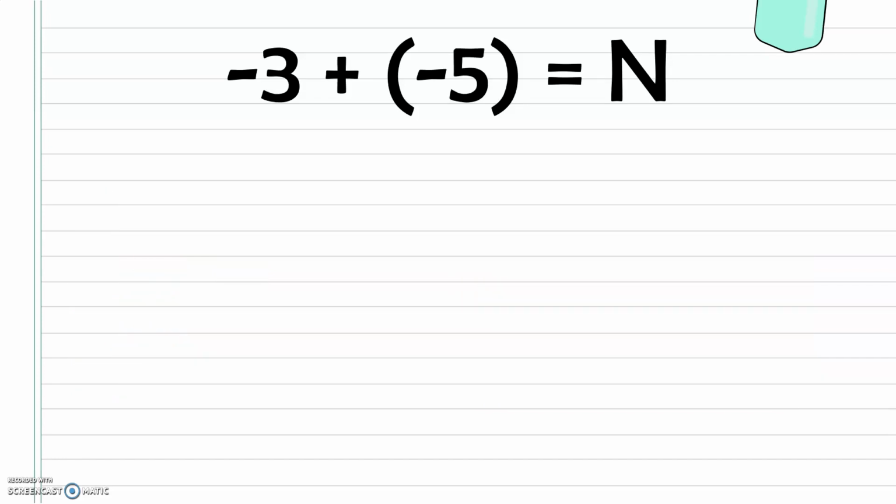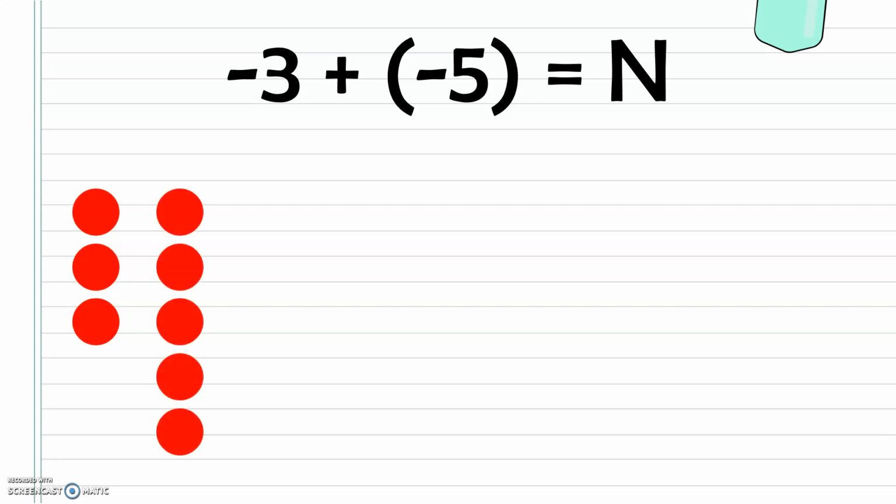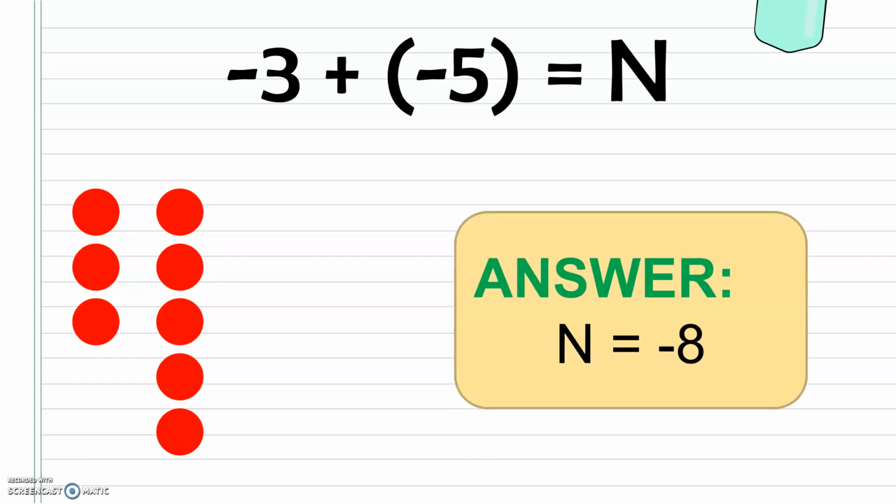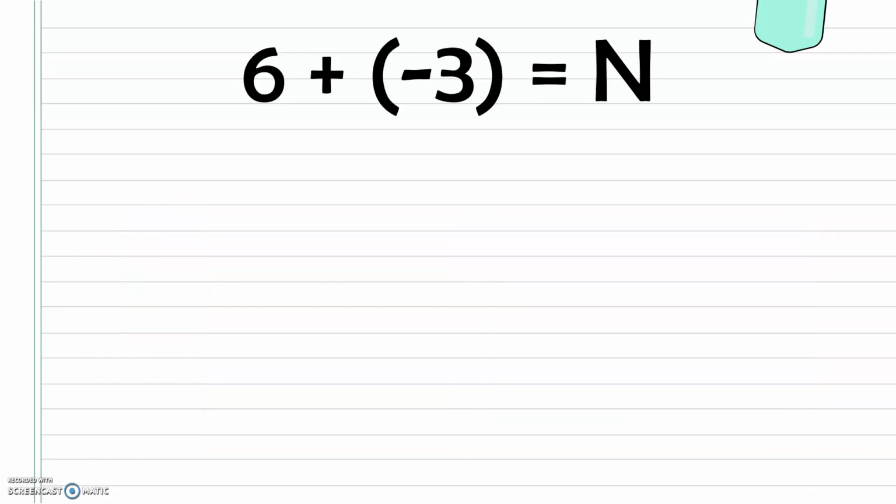Next, negative 3 plus negative 5 equals n. So we have negative 3 represented by 3 red chips. If you're going to add 5 or negative 5, then you will have 5 more red chips. So all in all, you will have 8 red chips, which is equal to a negative 8.